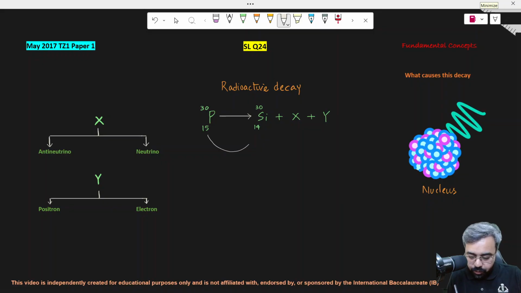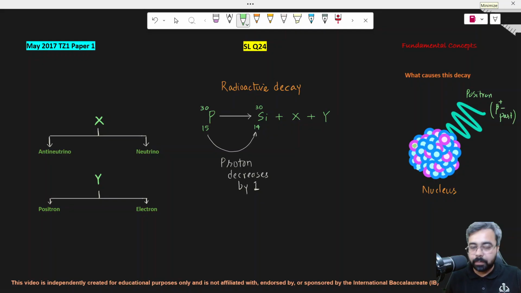Now, we have to see what is happening during this reaction. So, this 15 turning into 14 means that the number of protons decreases by 1. If the proton number decreases by 1, what does it mean? It means that inside a nucleus of radioactive phosphorus, a proton actually turned into a positron and a neutron. And this is a positron, or we can also say a beta positive particle. This is not a proton. This is beta positive. It is also called a positron.